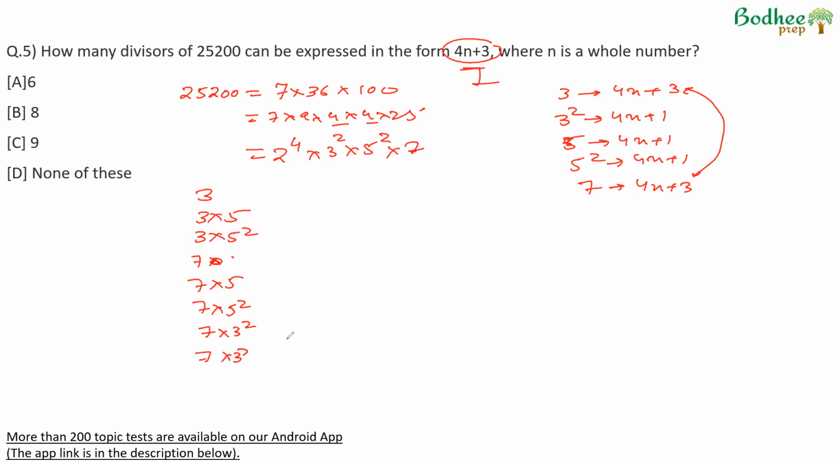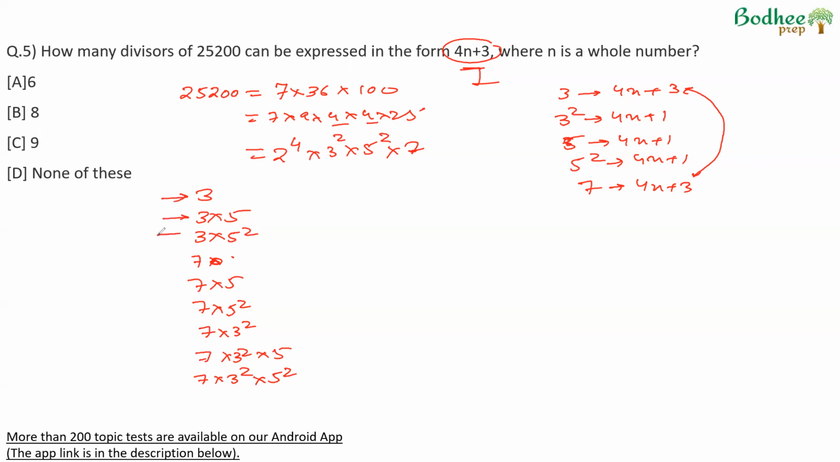Next, what we can do is take 7 and 3 square. So 3 and 1 is 3. We can combine it with 5, or we can take 7, 3 square and combine it with 5 square. In all of these terms, there is exactly one term which leaves a remainder of 3 when divided by 4. All other terms leave a remainder of 1 when divided by 4. So overall, each of the terms will leave a remainder of 3 when divided by 4.